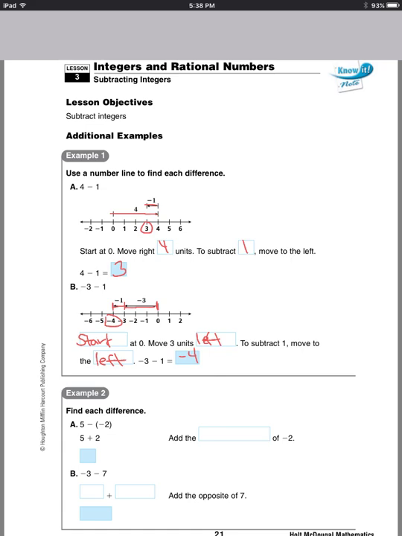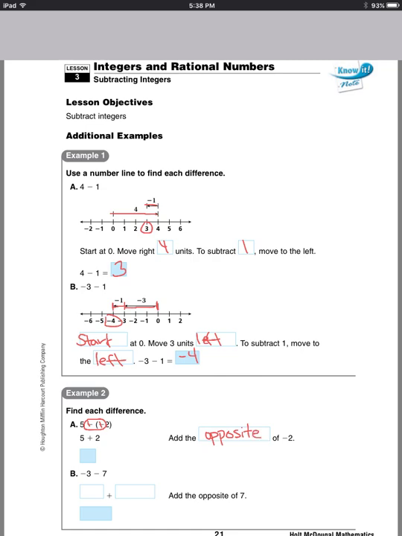Okay. Next, we are going to look at example 2. Example 2 gets a little bit more difficult on A because you have to remember a rule. When you have 2 negatives right in a row, I would like you to circle them, and then I would like you to switch each negative to a positive because we are going to be adding the opposite of negative 2, and the opposite of negative 2 is positive 2.